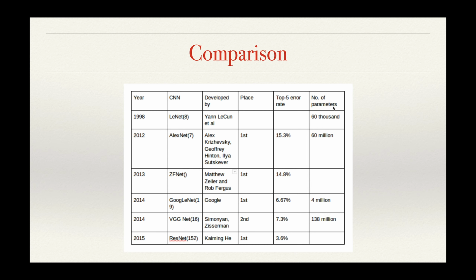Here we see the number of parameters. This 60,000 only, 60 million, 4 million, 138 million. This could vary, but you can see also that from 1998 until now, the number of neurons has increased kind of exponentially, because now we have more computational power compared to 1998, and also more images, more data. And in general, the deeper the network, the more neurons we have, the better the network is. So the bigger, the better.